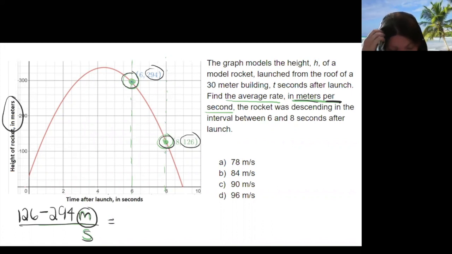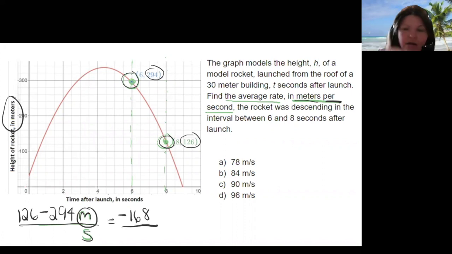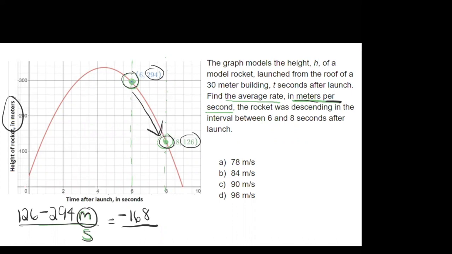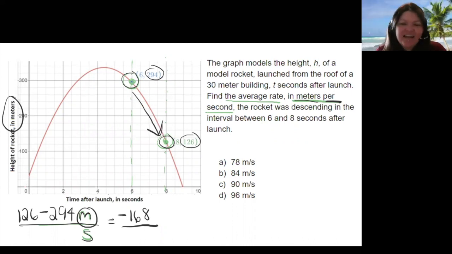Okay? And notice, like Manal said, I do get 168, but it is a negative 168. And I think it should make sense that it's negative. Looking at the graph, why does it make sense? It's going down. My rocket's falling. It's descending. So I descended 168 meters.